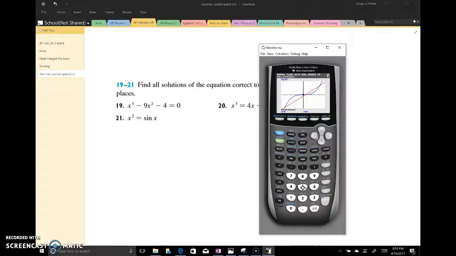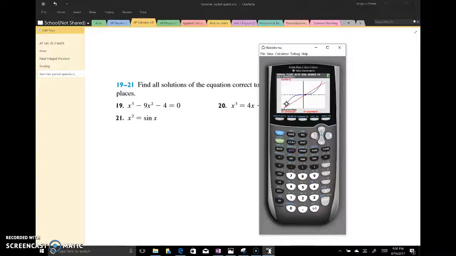I'm going to tell it the two equations that I want to find the intersection of. So I've got the blue one and the red one. And then I'm going to just move the cursor close to where I see the intersection is, and then it's going to provide me with an answer. Okay, so that would be one of the three answers for 20.